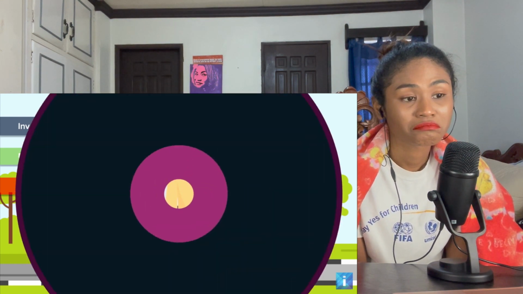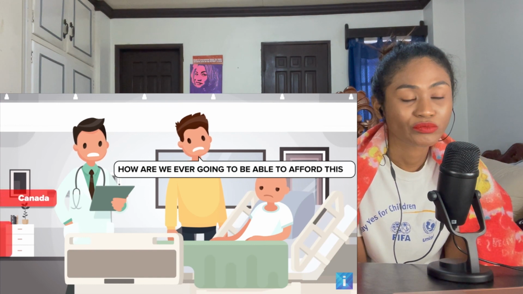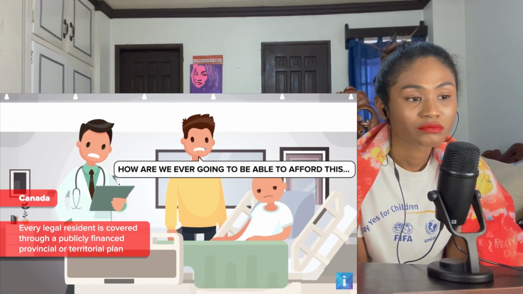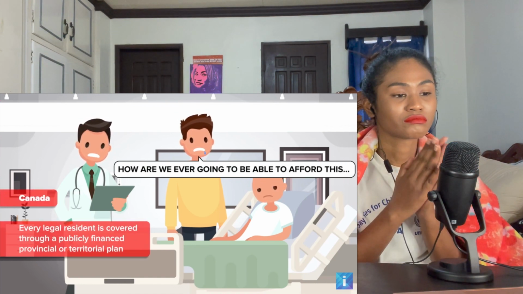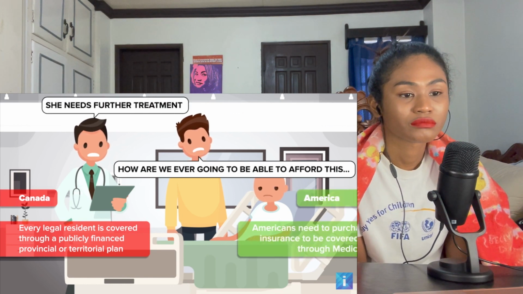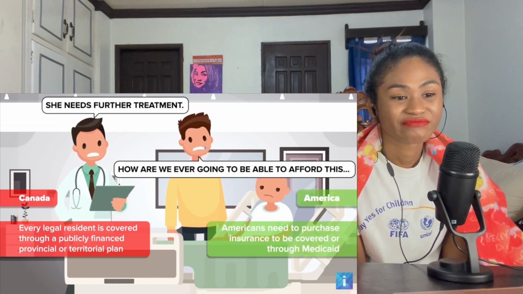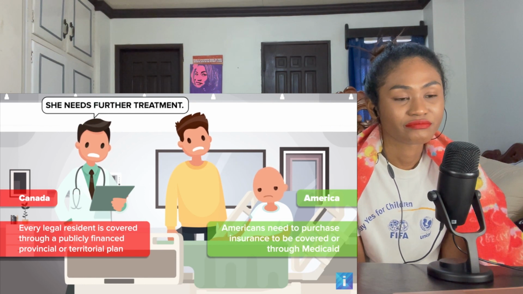In terms of access to healthcare services, in Canada, every legal resident is covered through a publicly financed provincial or territorial plan, whereas Americans need to purchase insurance to be covered, with the lowest income being eligible for public coverage through the expansion of Medicaid.